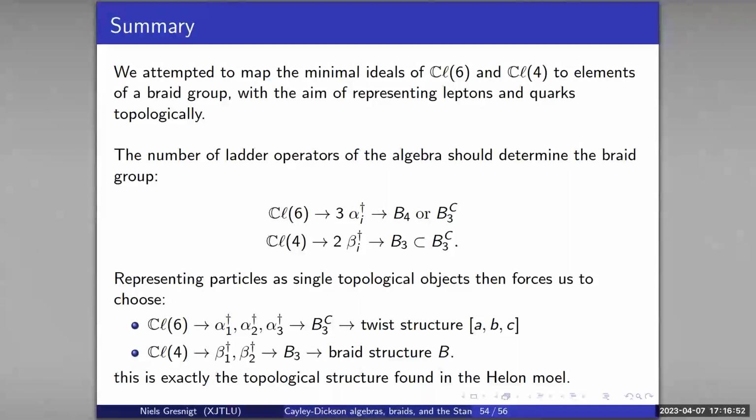Now, if I look at Cl4, then I have 2 ladder operators, together with the conjugates. And so I need 2 braid generators. Well, that actually gives you a unique choice: it must be B3 and not the circular braid group. So if we want to combine the Cl6 and the Cl4 ideals, and we want to represent particles topologically as a single topological object, then I think that forces us to choose for Cl6 the circular braid group, and for Cl4, just the ordinary braid group B3.